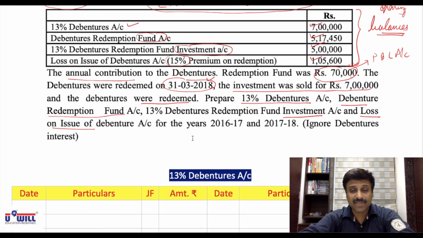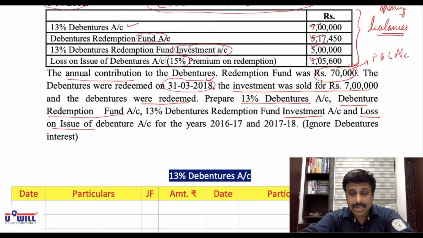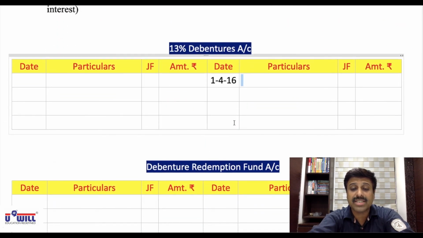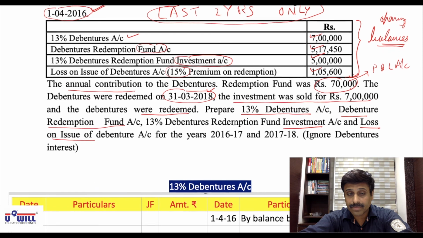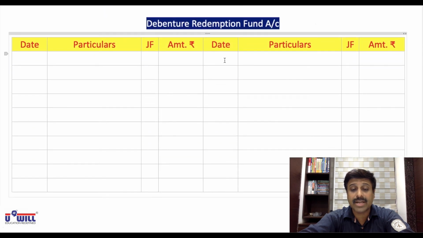I hope you all have done the formats. Now, very first, we will record these opening balances. Debentures always has a credit balance, so in the debenture account on the credit side, 1/4/16, by balance brought down, 7 lakhs. Then the debenture redemption fund also has a credit balance, so in the fund account on the credit side, 1/4/16, by balance brought down, 5,17,450.